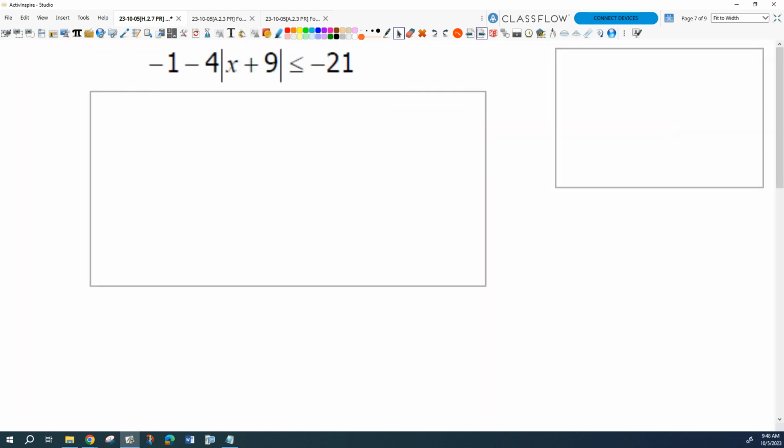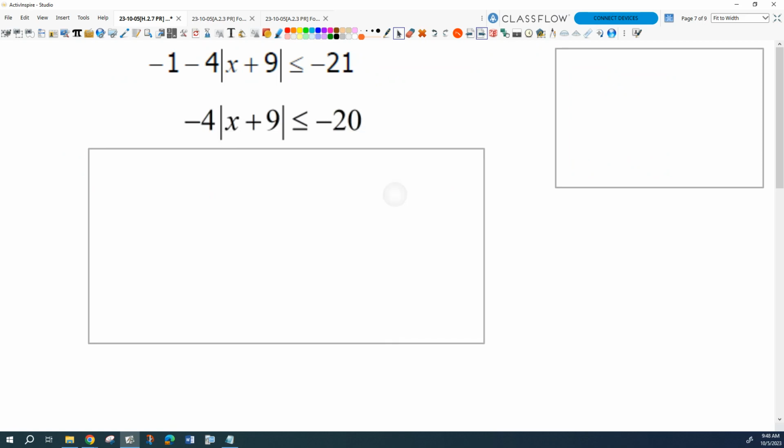All right, let's go through a couple quick ones here. What about this guy? What do I have to do first? What am I trying to do? First part of this process is isolate the absolute value. So we're going to add 1 to both sides.